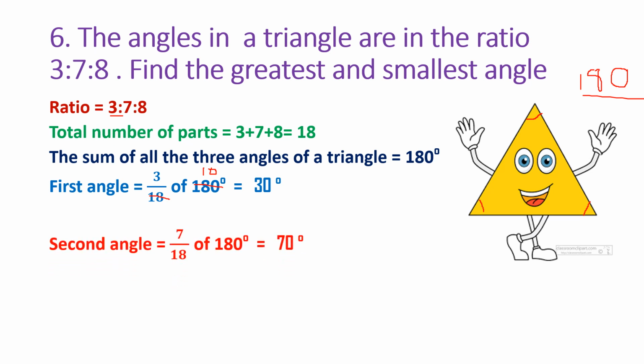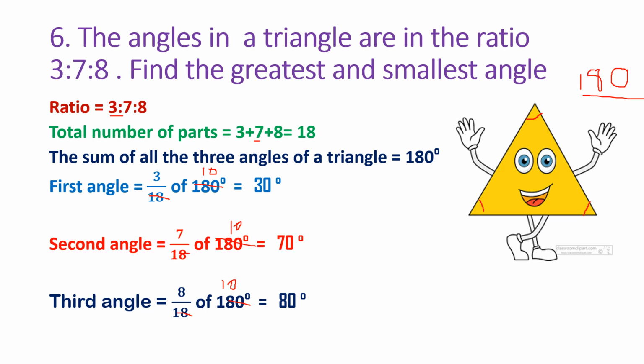Second angle, it is 7, isn't it? 7 by 18. So 7 by 18 of 180. So this is again 18 tens are 180. So 7 tens are 70. And third angle is 8 by 18. So again 18 tens are 180, and this is 80. So check whether all the three are 180. 70 plus 30 is 100. 100 plus 80 is 180. So yes, our answer is correct.